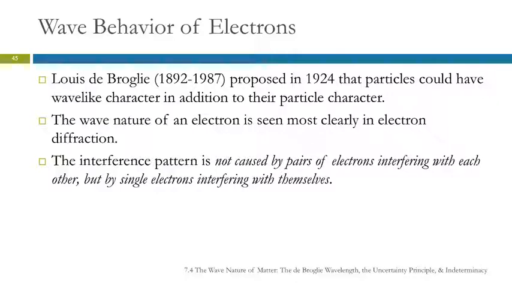What's really kind of hard to get your mind around, because we think of electrons as particles, is that this interference pattern is not caused by pairs of electrons interfering with each other, but a single electron interfering with itself. Right? What? Electrons are not miniature baseballs. Sometimes they behave that way, but other times they behave like light does. They are waves.